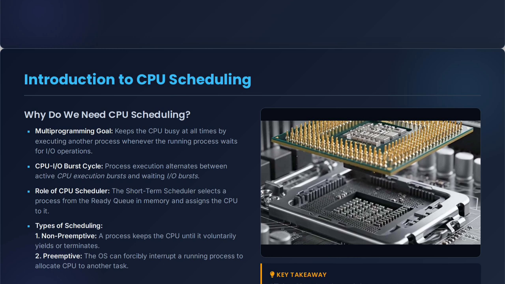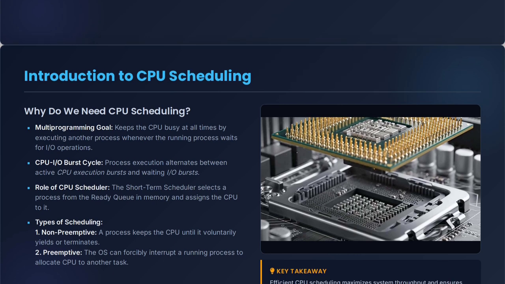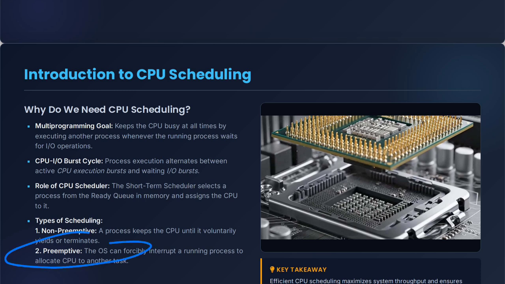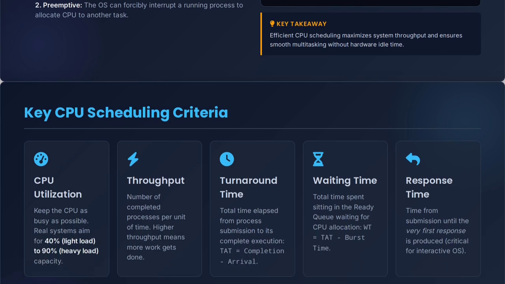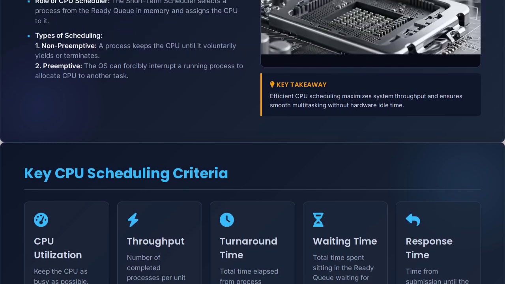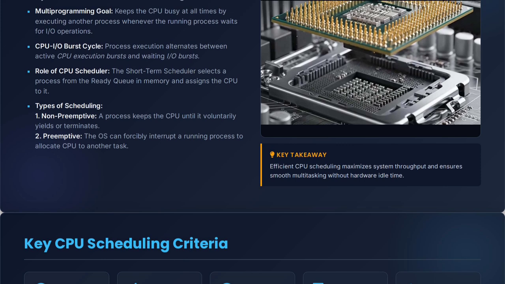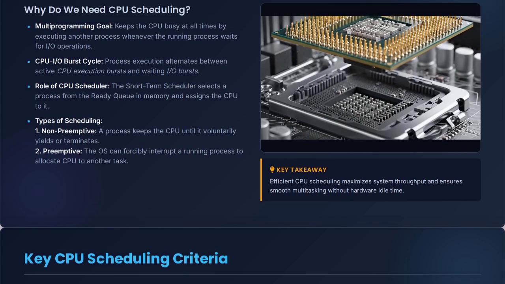Okay, the preemptive version of SJF: shortest remaining time first, SRTF. If a new process arrives with a shorter remaining execution time than the currently running process, the CPU preempts the current process and switches to the shortest one.